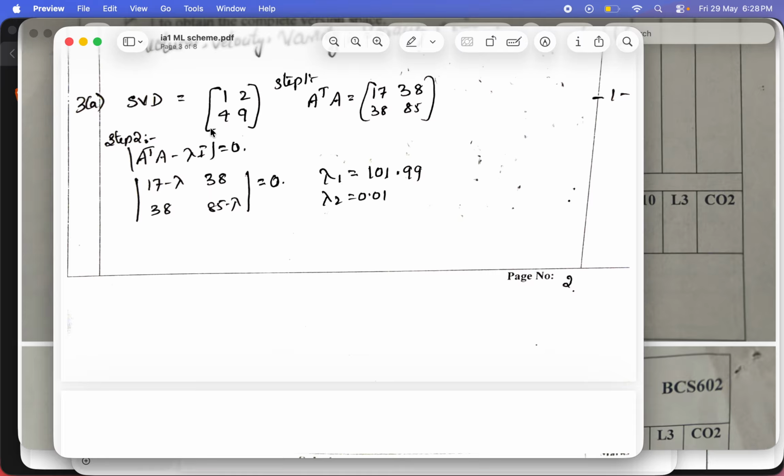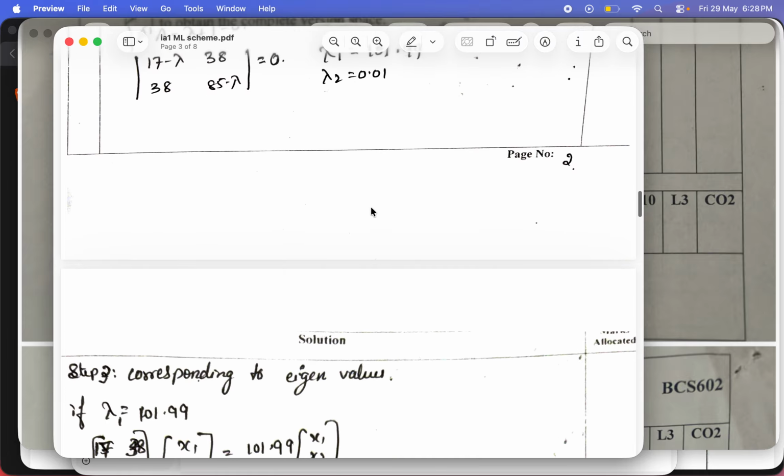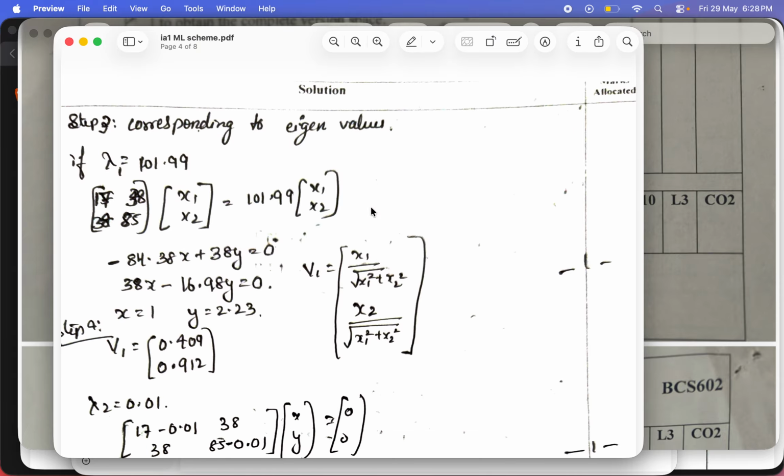So 1, 4, 2, 9 is multiplied with 1, 2, 4, 9, and you will get this as a matrix. The next step, step 2, is A transpose A minus lambda into I, where I is the identity matrix. When you solve the determinant, that is (17 minus lambda) into (85 minus lambda) minus 38 into 38, you will get lambda 1 as 1.99 and lambda 2 as 0.01.